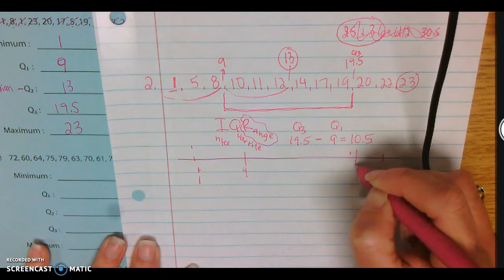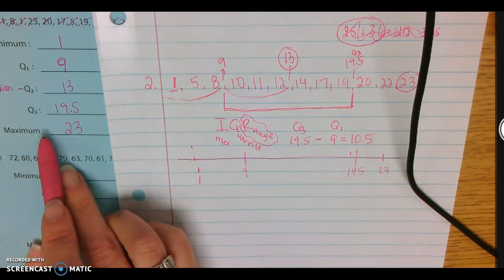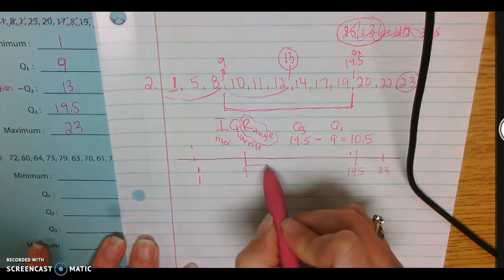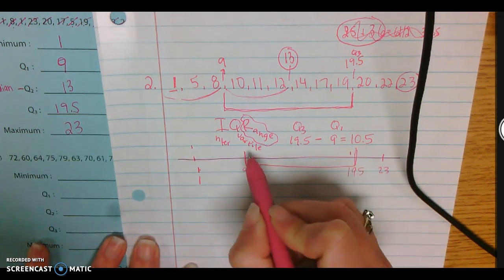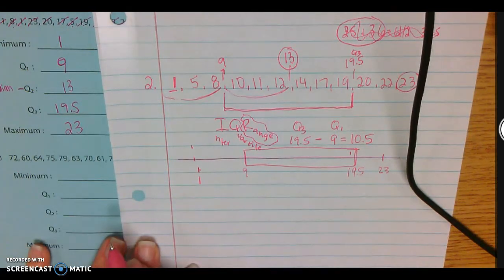So I'd make it about there. My median is going to be the line in the middle of this box. So I connect these two quartiles, quartile 1 and quartile 3. And then my median is 13.